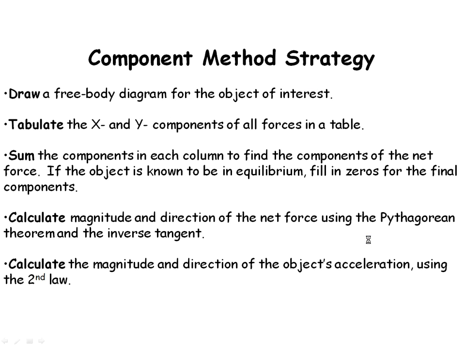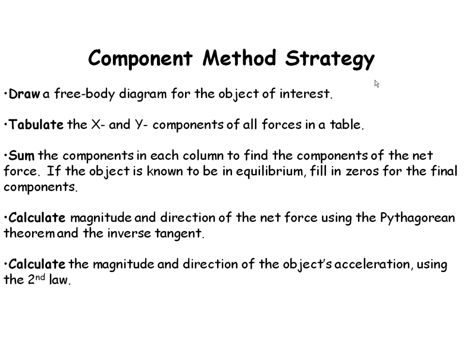So, kind of a strategy for using the component method is, first of all, to draw a free body diagram for the object of interest. Second of all, tabulate the x and y components of all of the forces in some sort of a table. Third, you want to sum the components in each column to find the components of the net force. If the object is known to be in equilibrium, we'll fill in zeros for the final components, and that's probably something that we'll do in class. Fourth, calculate the magnitude and direction of the net force using the Pythagorean theorem and the inverse tangent. And finally, calculate the magnitude and direction of the object's acceleration using Newton's second law.